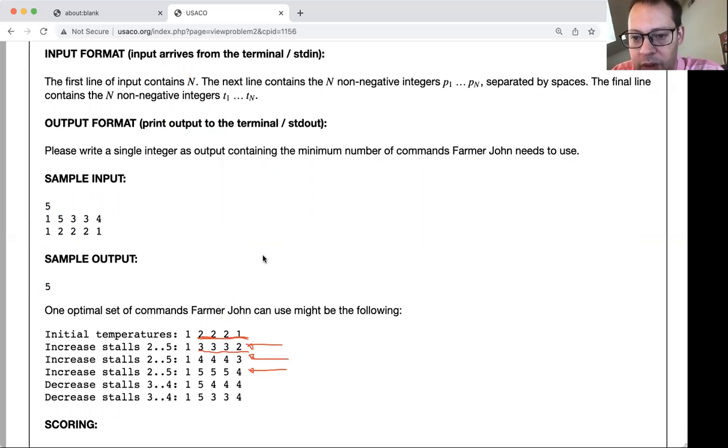2 through 5 one more time, it's these stalls again, producing 1, 5, 5, 5, 4. Now the middle has gone too far. So in the middle stalls here, we're going to reduce 3 to 4, which is going to bring that down to 4, 4. And we're going to reduce those middle stalls 3 to 4 again, which is going to bring it back down to 3, 3, giving us our final answer of 1, 5, 3, 3, 4.